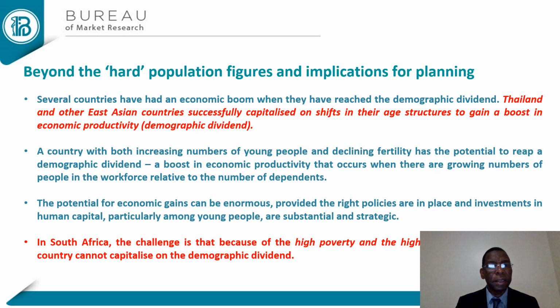A number of countries have had an economic boom when they've reached the demographic dividend. For instance, Thailand and other East Asian countries successfully capitalized on the shifts in their age structures in order to gain a boost in economic productivity, that is the demographic dividend. A country with both increasing numbers of young people and declining fertility has the potential to reach the demographic dividend, that is the boost in economic productivity that happens when there are growing numbers of people in the workforce relative to the number of dependents.